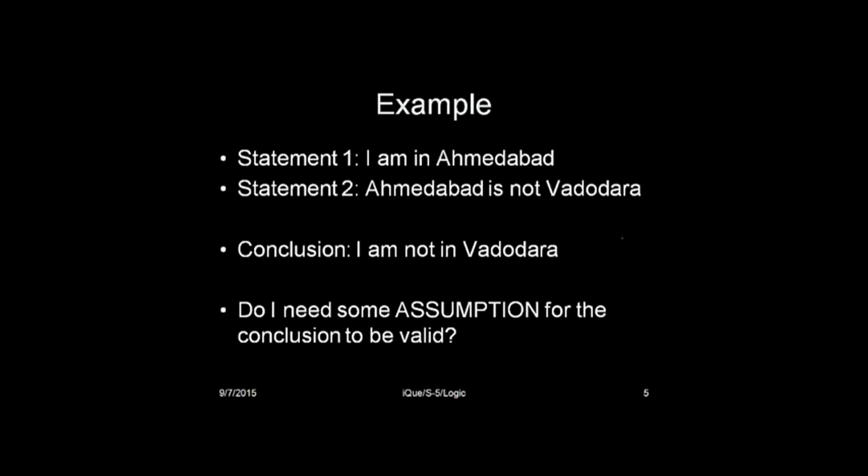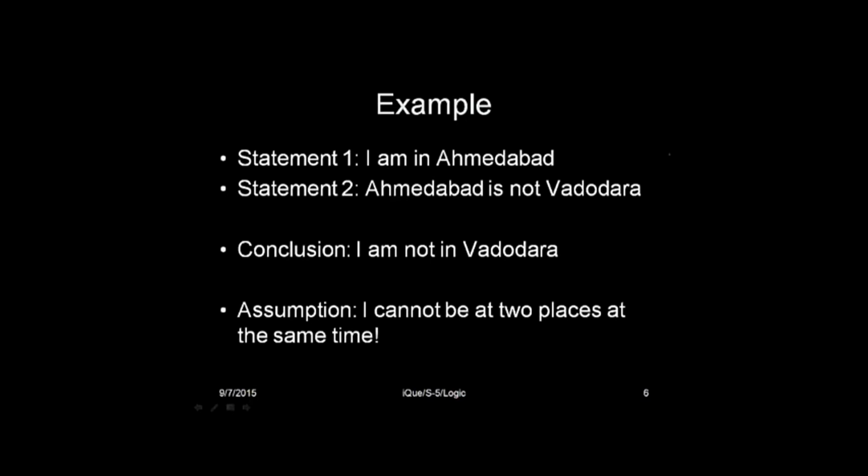Now, many students find that it's pretty obvious that if I'm in Ahmedabad and Ahmedabad is not Vadodara, then obviously I'm not in Vadodara. What else do I need to assume? But remember that assumption of obvious facts is what I'm looking at. So is there some obvious fact which is not stated here, but which definitely needs to be true for this conclusion to be valid? Okay.